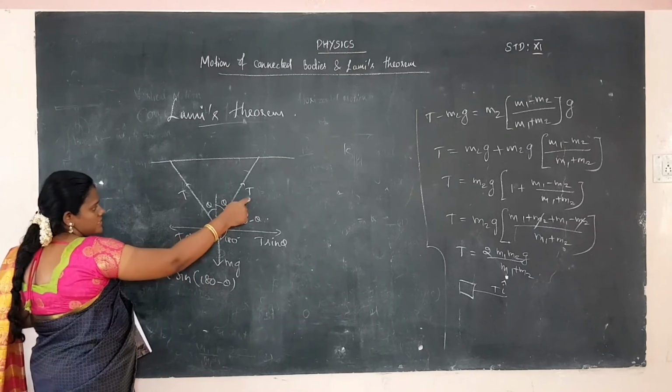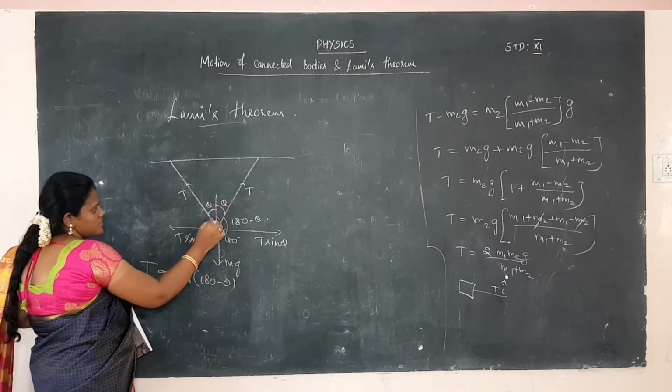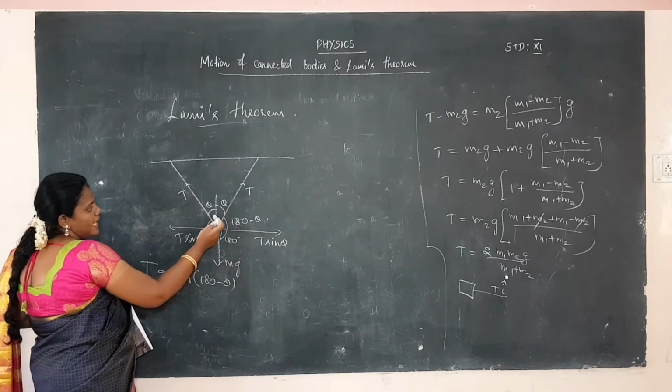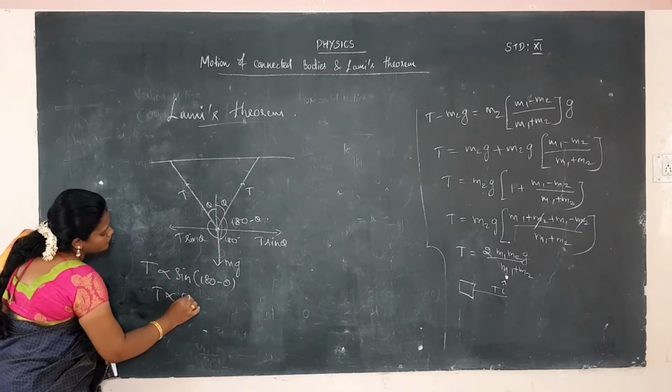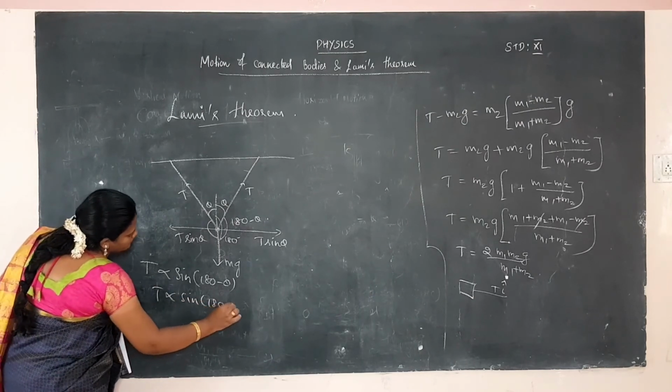Now for the other tension T, it will also be directly proportional. At this place also, the total angle is 180, and this angle is 180 minus theta. So T is proportional to sine of 180 minus theta.